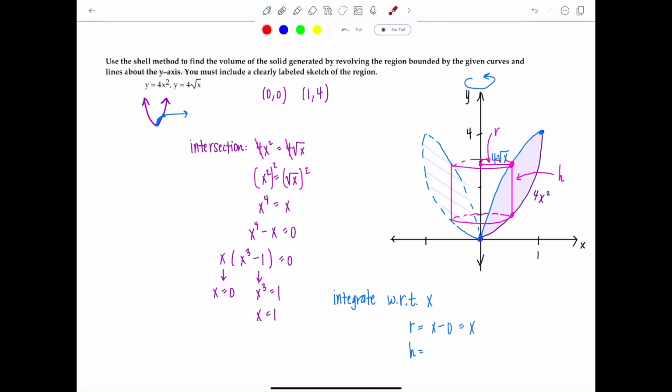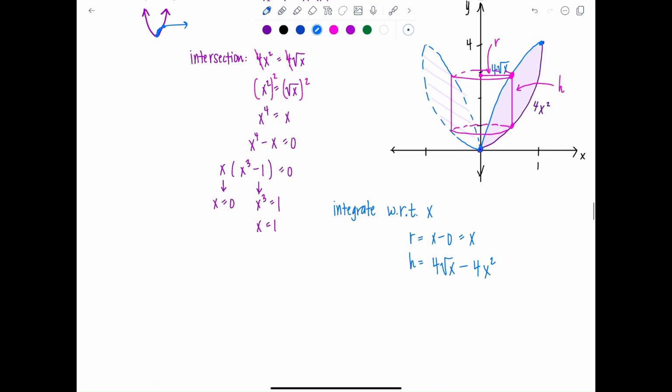Now the height, let's look here. Here's the height. Now we can use the functions. Top minus bottom. Top minus bottom. Which function's on the top? 4 rad x. Which one's on the bottom? 4x squared. This is why we did that whole section on area between curves before these volumes, because you have to do the same idea. Top minus bottom, right minus left.